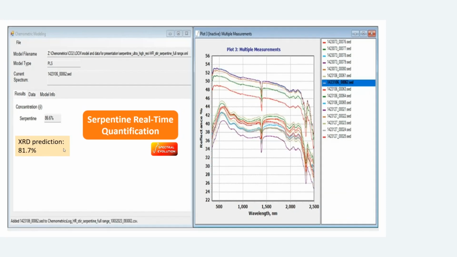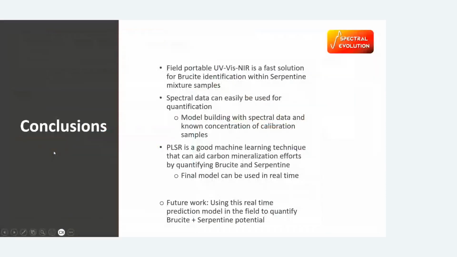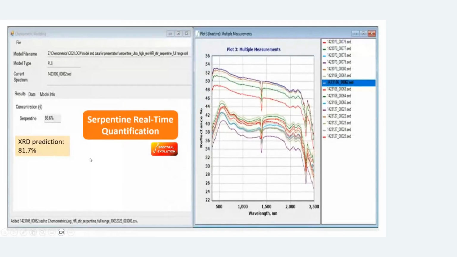Next is the serpentine. Again, to the left here, we've got that serpentine model imported, and you've got our concentration of 86.6%. The XRD predicted 81.7%. So right back there in the money. I mean, we're right in that plus or minus 2%. To the far right is the test data that we have for the serpentine.